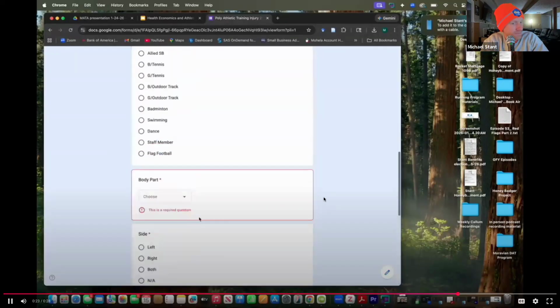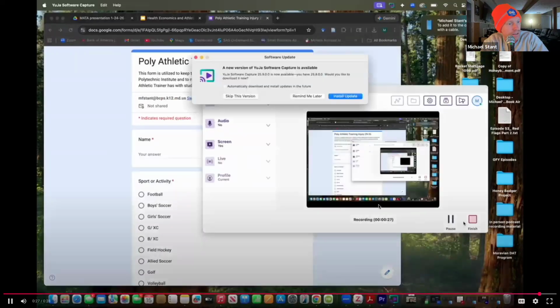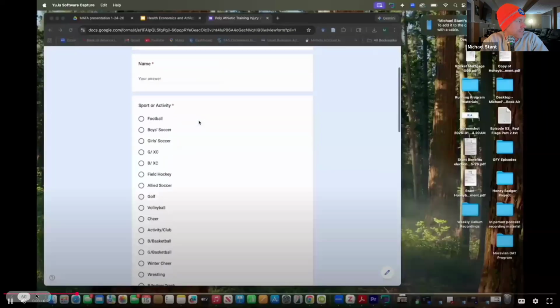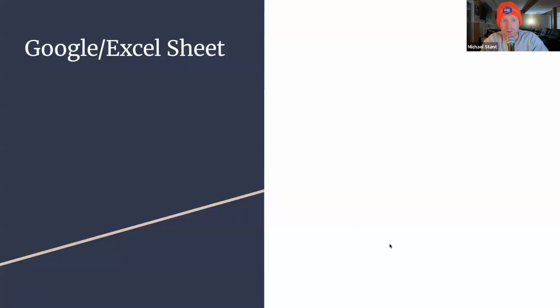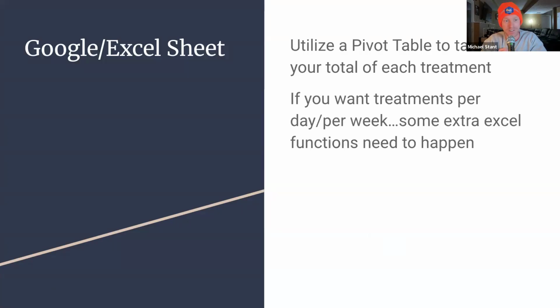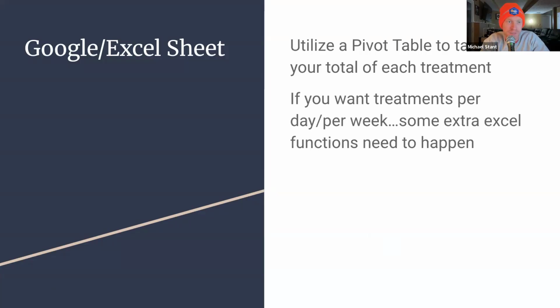Sorry, I gotta figure out how to get out of this. There it is. So, in your Google Excel sheet, utilize a pivot table. If you don't know what it is, look it up, figure out how to research it. And I'll be perfectly honest, how I learn a lot of this stuff now is I just ask ChatGPT or Gemini, just ask an AI and it'll teach it to you.